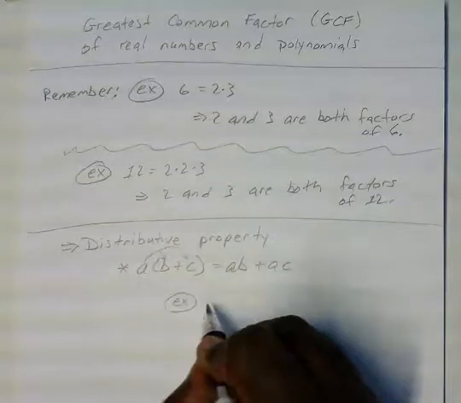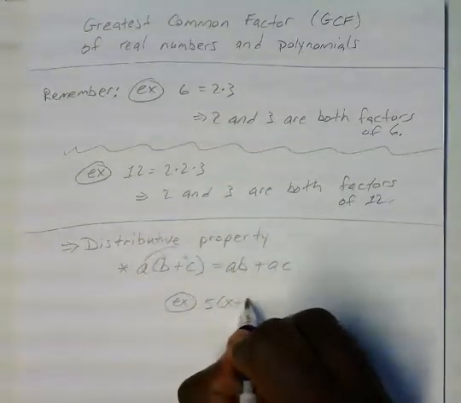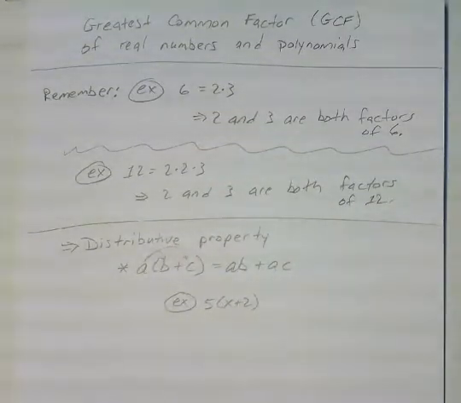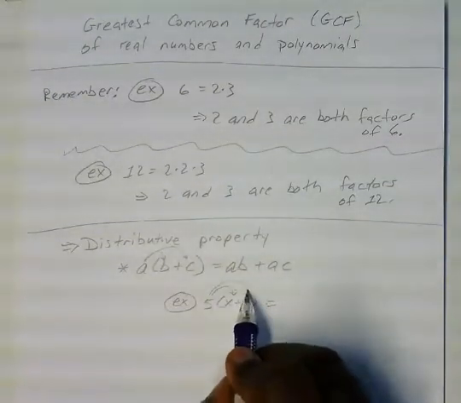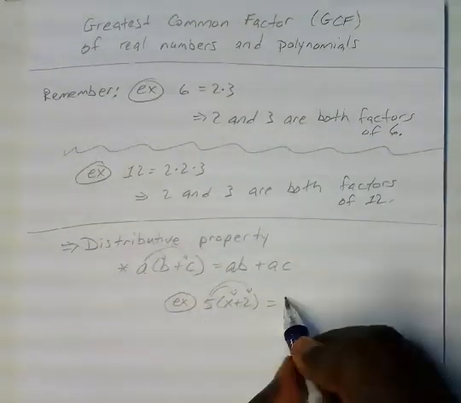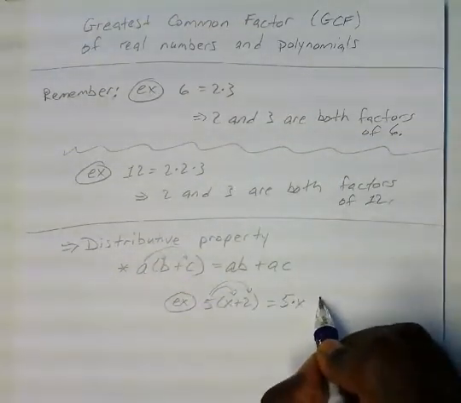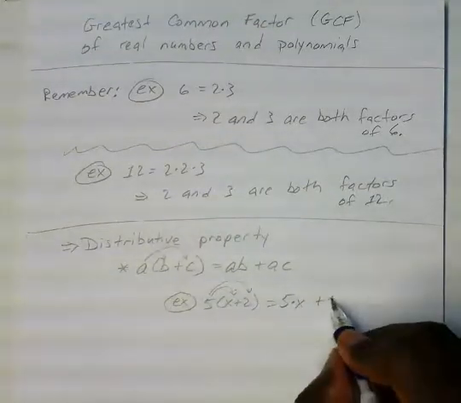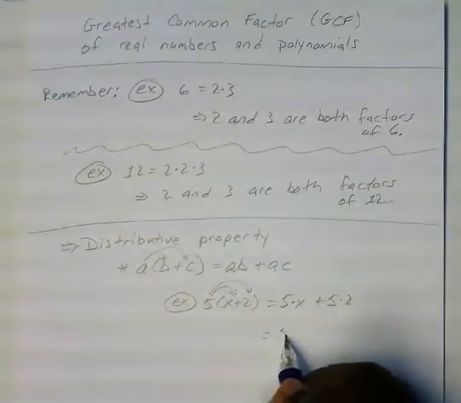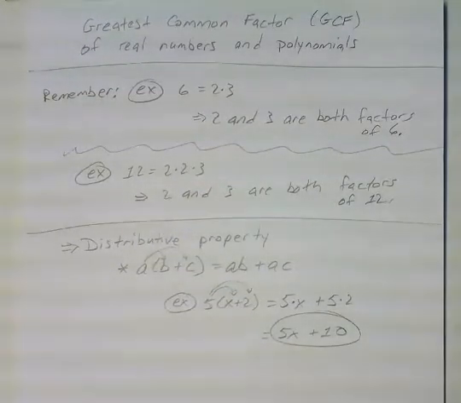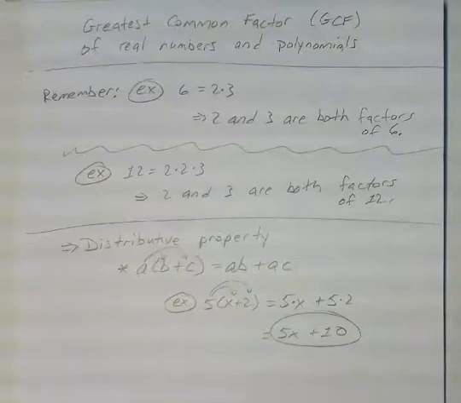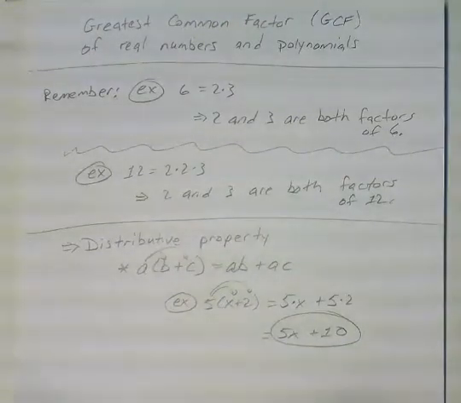So for example, if you have 5 times X plus 2, we can go ahead and distribute that 5. So it'll be 5 times X plus 5 times 2, which gives you 5X plus 10. Okay, so that's just a quick review of the distributive property. So when it comes up later, hopefully you'll remember it. All right.